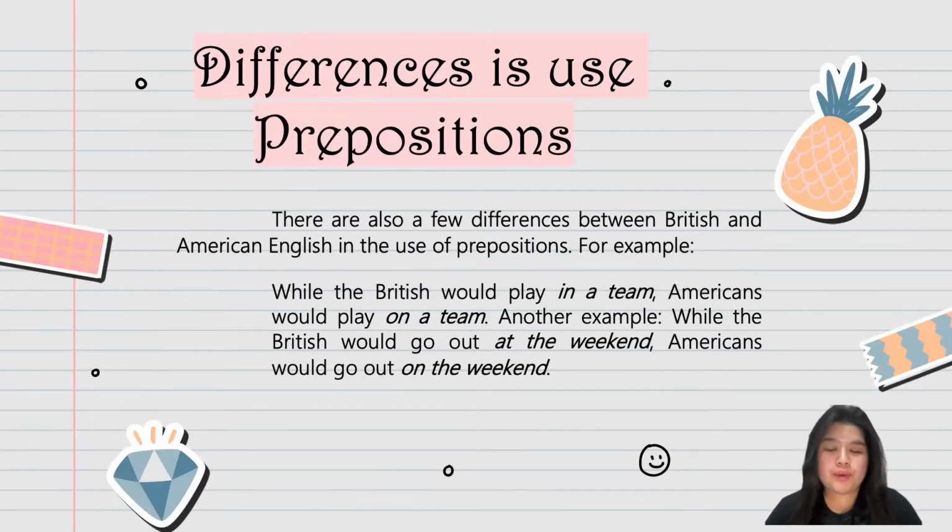Differences in use of prepositions. There are also a few differences between British and American English in the use of prepositions. For example, while the British would play in a team, Americans would play on a team. Another example is while the British would go out at the weekend, Americans would go out on the weekend.